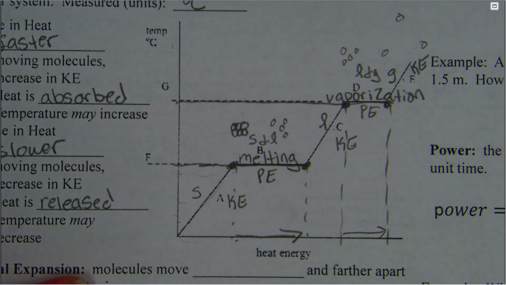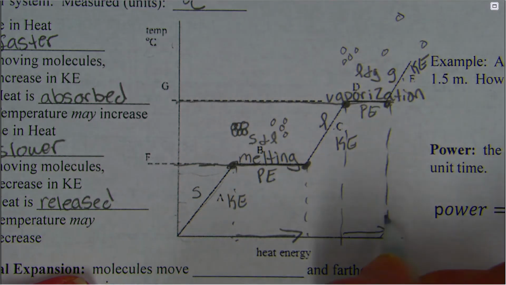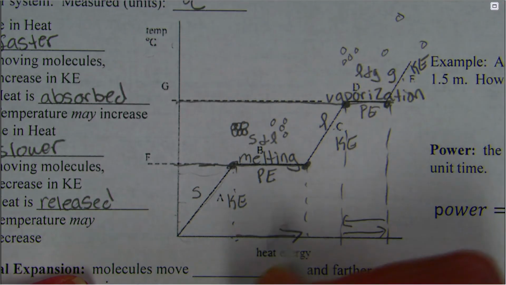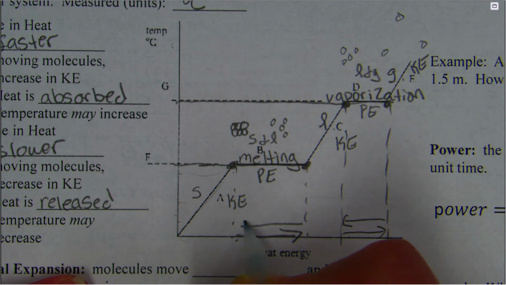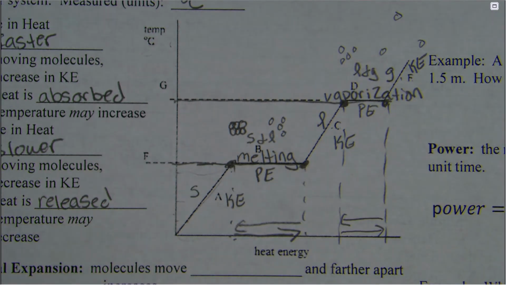If we were to reverse this in a cooling curve, everything stays the same, except we see a decrease in heat energy as we go from a gas to a liquid, and we call that condensation. I see a decrease when I go from a liquid to a solid, and we call that freezing.